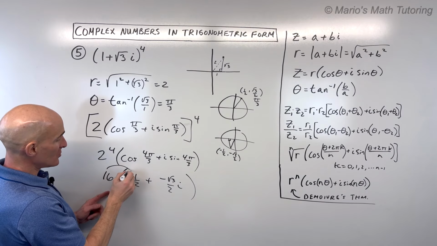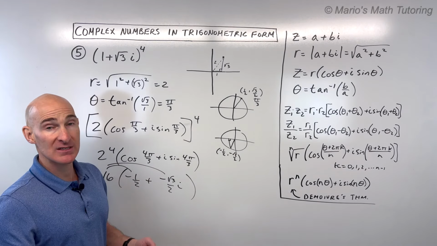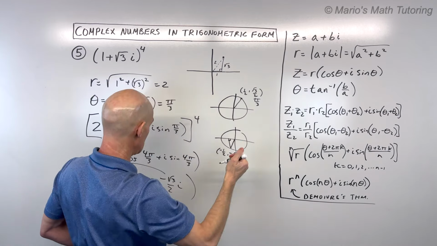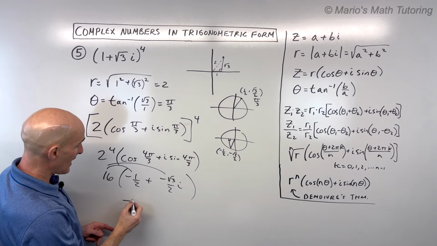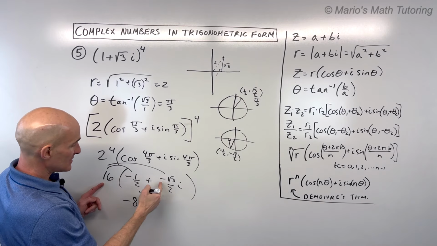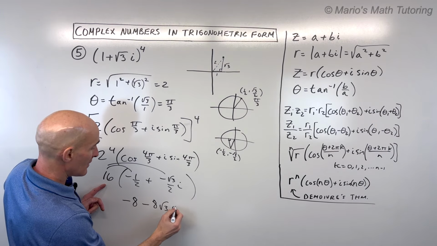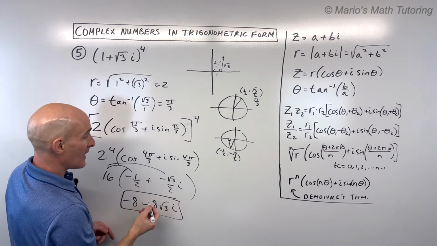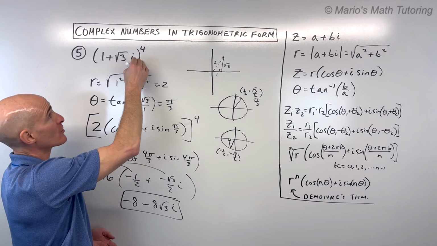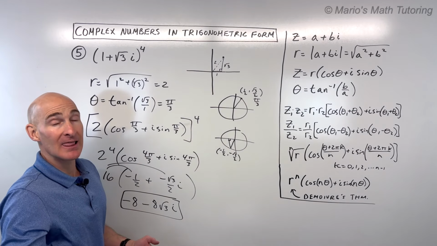Now I'm going to just distribute and put it back into the standard form, the a plus bi form. So this is going to be 16 times negative 1/2, which is negative 8. This is going to be minus 8 square root of 3 i. And you got it. That's what 1 plus square root of 3 i to the 4th power is. Let me erase the whiteboard.